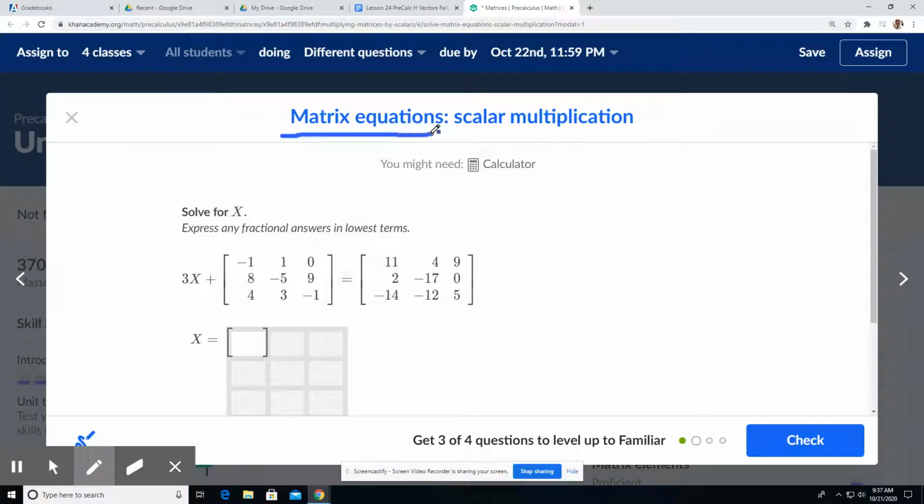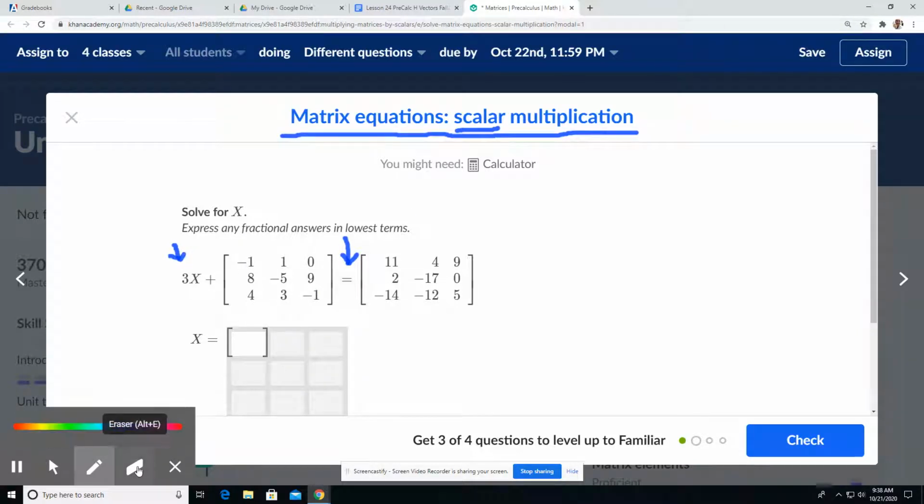We're doing matrix equations that involve scalar multiplication. Equation, meaning we have the equal sign. Scalar, meaning that we have a multiplier now. Okay, so in this case, we'll go ahead and just do like we've always done, which is we're trying to get x by itself using reverse operations. So we'd always want to move everything that's not attached to x to the other side first.